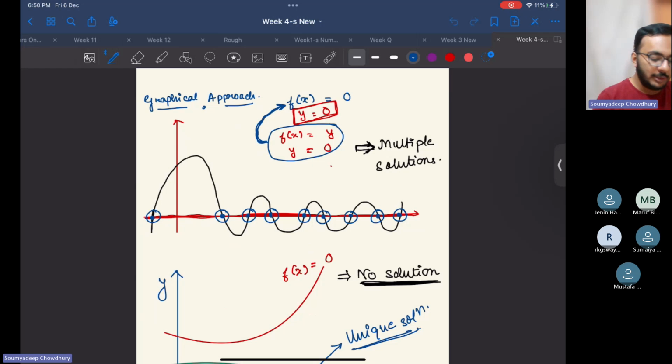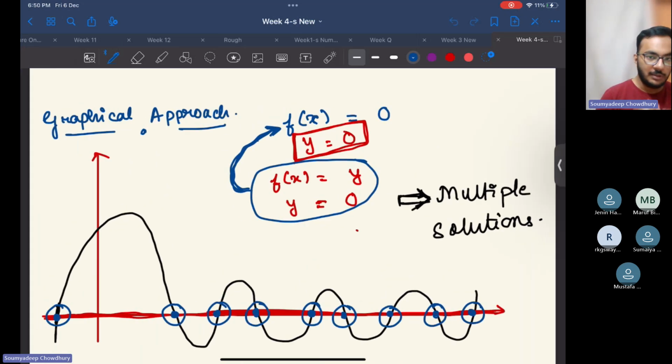So if we have an equation of the form f(x) equals 0, what we do is we subdivide it into two different equations, y equals f(x) and y equals 0. Then we plot this y equals f(x) graph on the graph paper. What it basically means is y equals f(x) and y equals 0, right? So f(x) equals 0 is obtained by the intersection of these two equations.